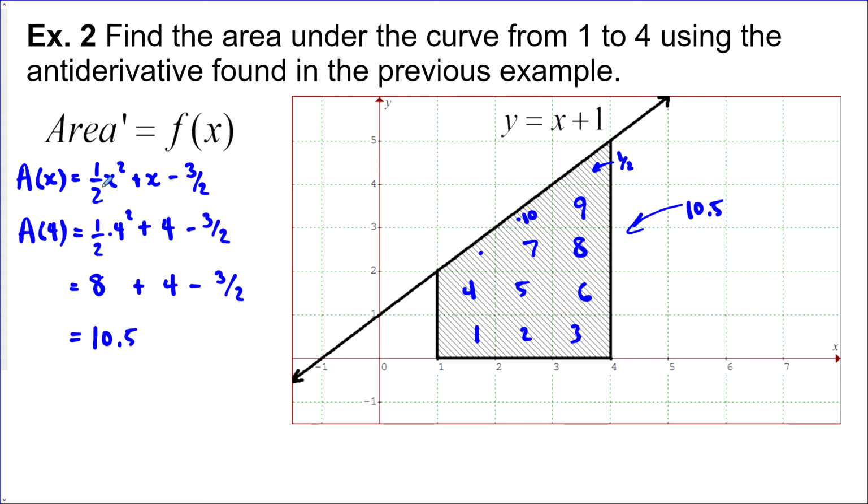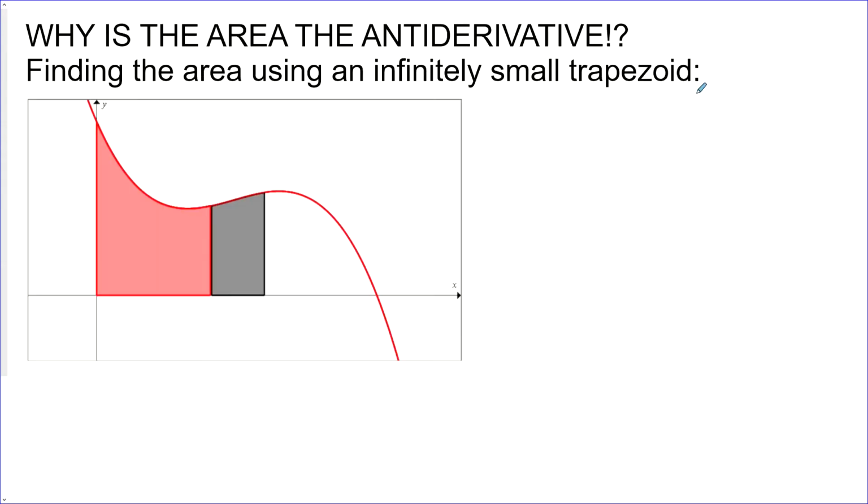Now this is crazy. Why would the antiderivative of the function itself have anything to do with the area? Why is the area the antiderivative? We're going to find the area using an infinitely small trapezoid. So here's our setup. Here's some curve f of x.